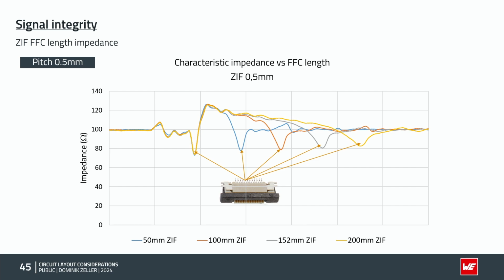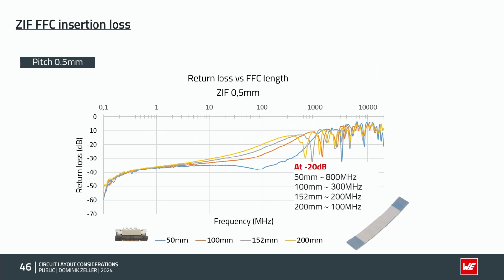The first thing is characteristic impedance is not dependent on the length. It will always stay the same. That's a good thing. The bad thing is if you increase the length, also the insertion loss is going to be increased. And we did measurements and we thought, okay, what is the threshold we want where we say, okay, now the reflections are too much. So we decided it's going to be 20 dB.